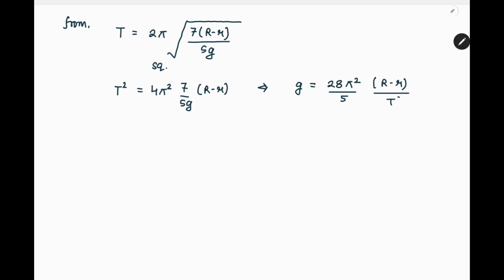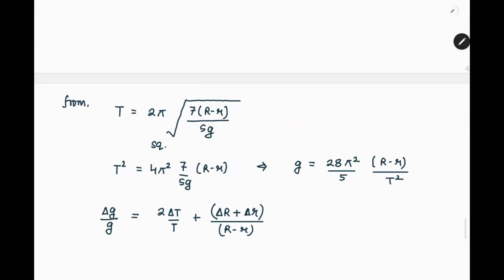So now if we are writing the error in the measurement of g, we can write it as delta g by g is equal to twice of delta T by T plus delta R plus delta r, so the errors are added, divided by the measured value, that is R minus r. So error in both these terms are added, delta R plus delta r, the measured value will be R minus r. So this is the value that we will use to calculate the value of delta g.